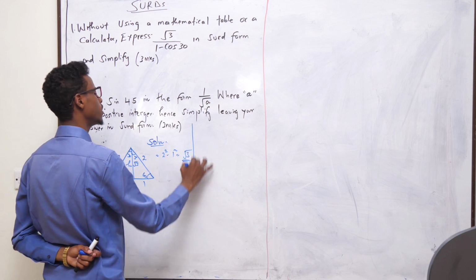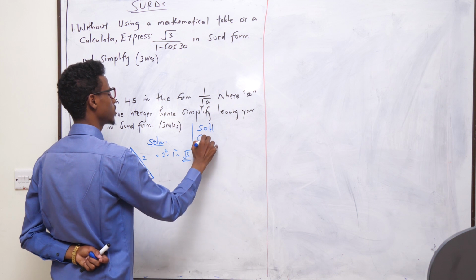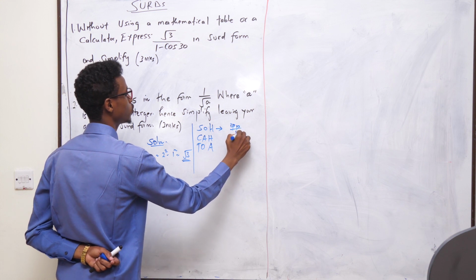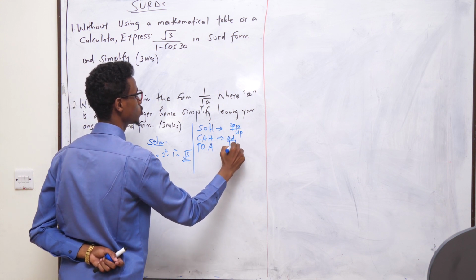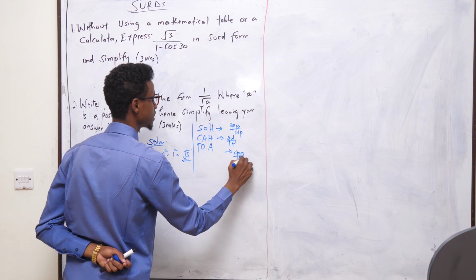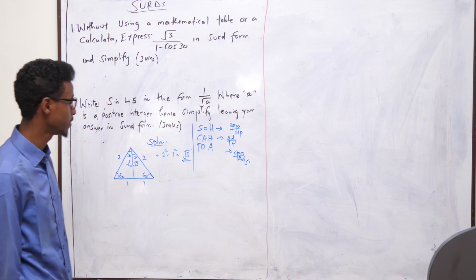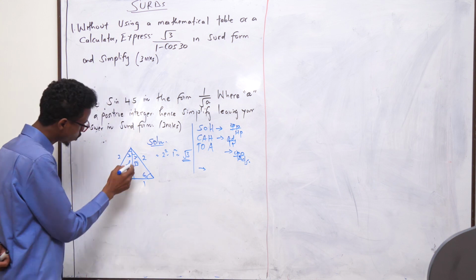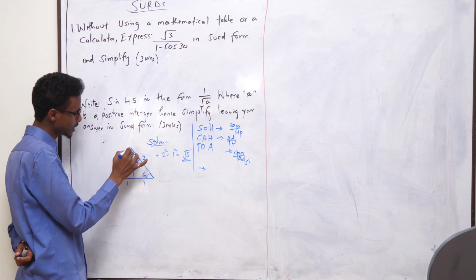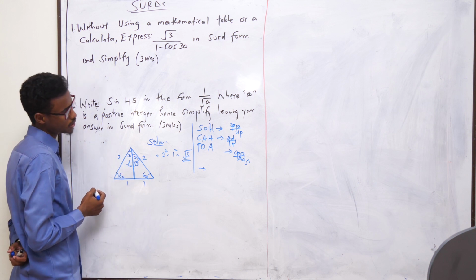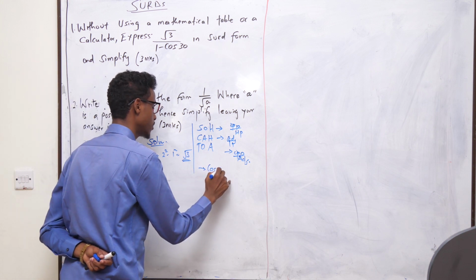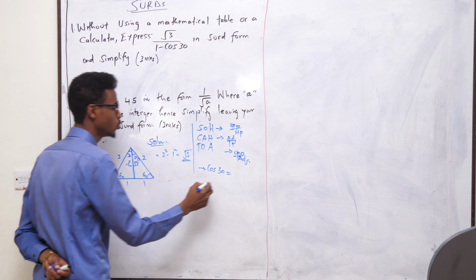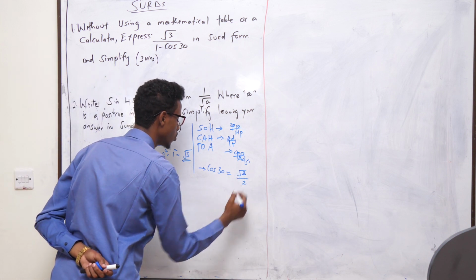Now, we have the formula SOH CAH TOA: sine is opposite over hypotenuse, cosine is adjacent over hypotenuse, tangent is opposite over adjacent. I'm just doing a review. Now, cos becomes adjacent over hypotenuse. Where is the adjacent? Adjacent is root 3, right? What about the hypotenuse? 2. So cos 30 becomes adjacent, root 3, over hypotenuse, 2. Now, root 3 over 2.